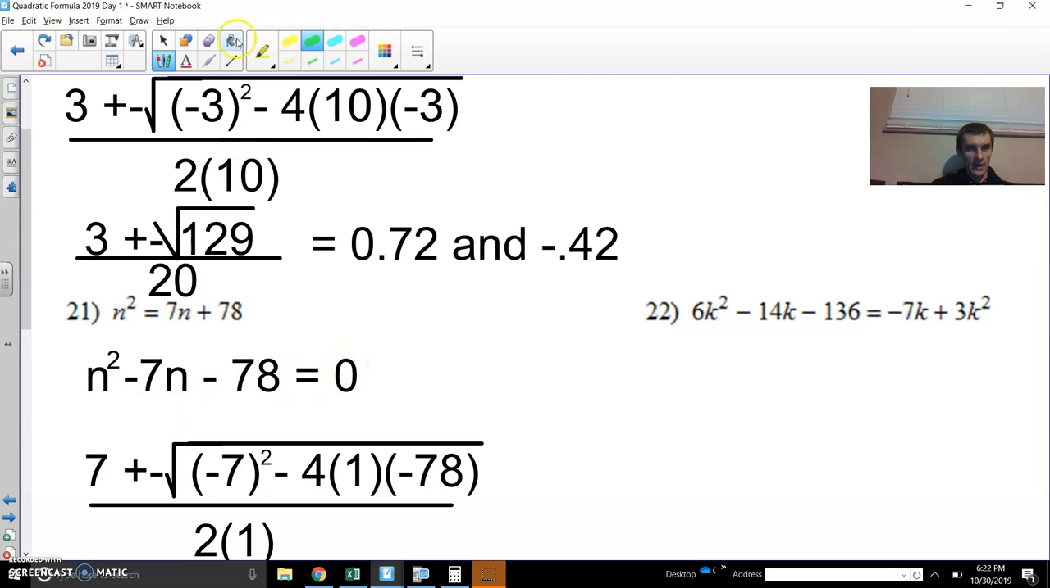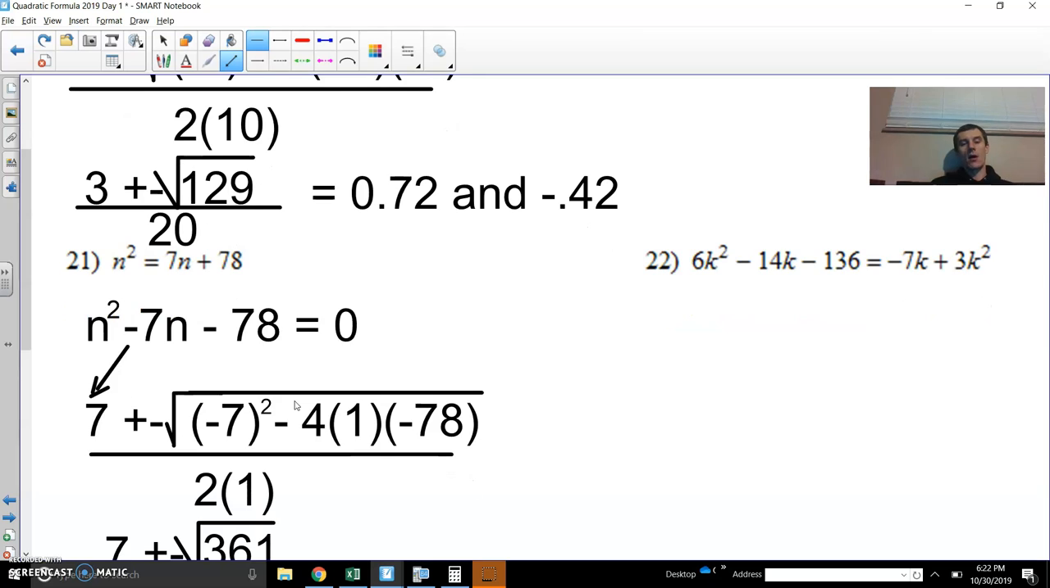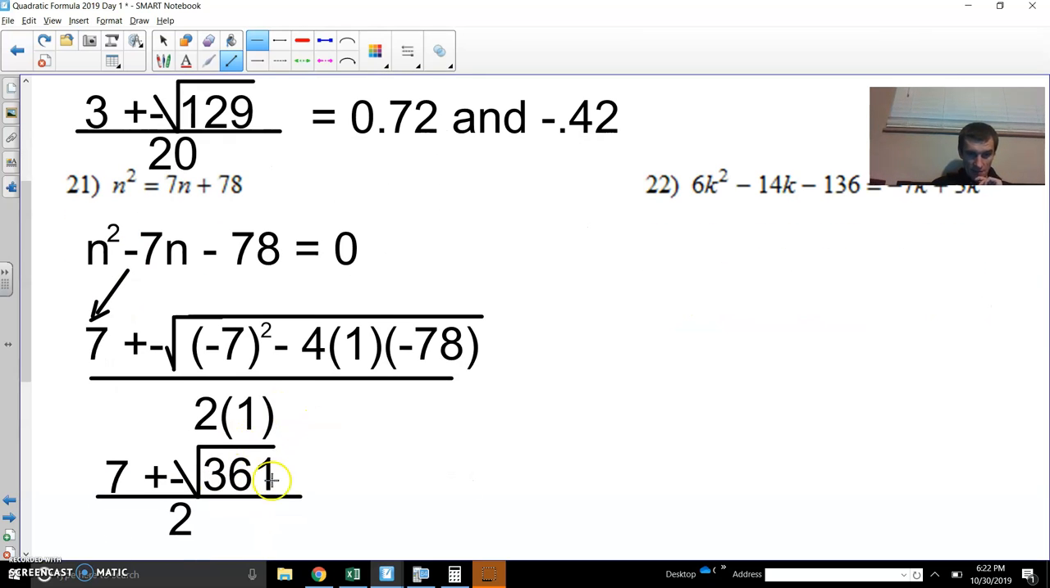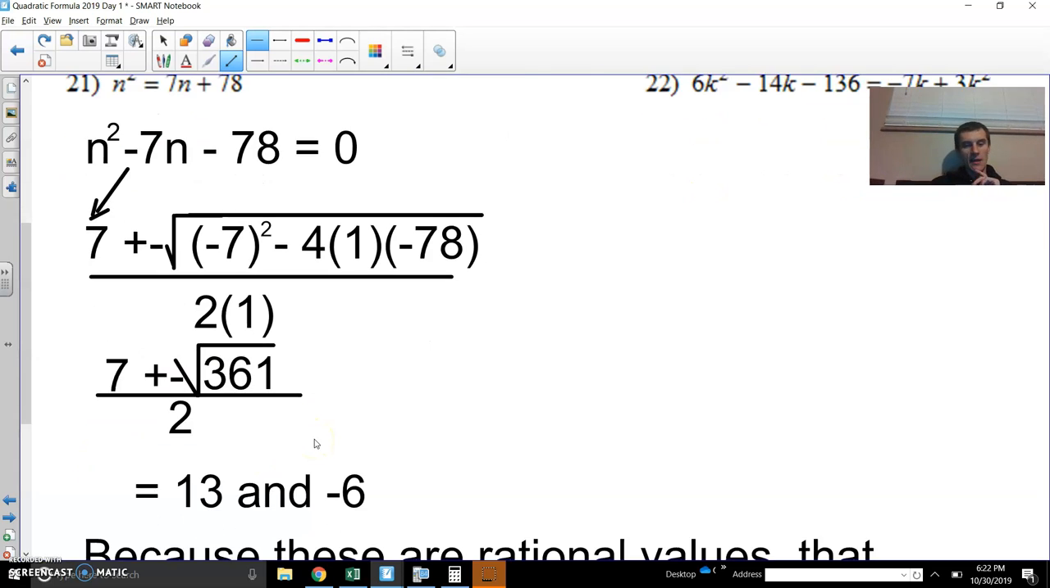So I'm going to start by negative b. That value always changes sign there because in the formula there's a negative there. And so now what I want to do is plus or minus the square root of this b squared minus 4 times a, which is 1, and c, which is negative 78, all divided by 2 times 1. So this discriminant value comes out to be 361. And if you do 7 plus and 7 minus and divide, you end up getting 13 and negative 6.